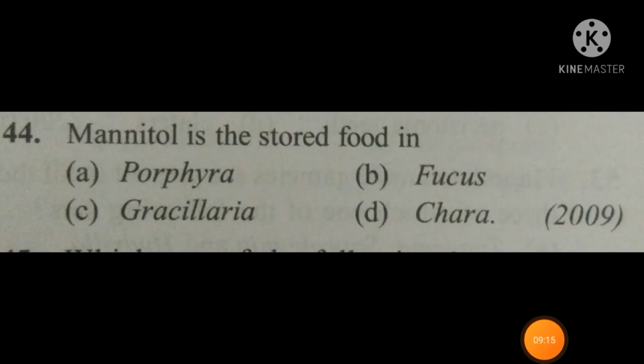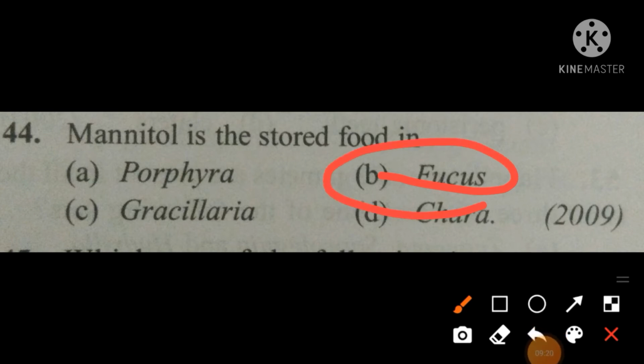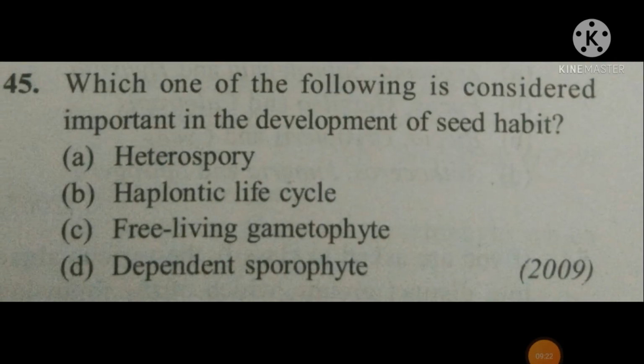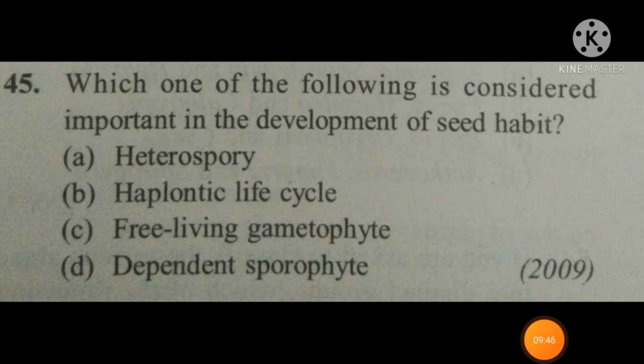So the correct answer for this is D, Fucus. Next question. Which one of the following is considered important in the development of seed habit? A. Heterospory, B. Haplontic life cycle, C. Free living gametophyte, D. Dependent sporophyte.